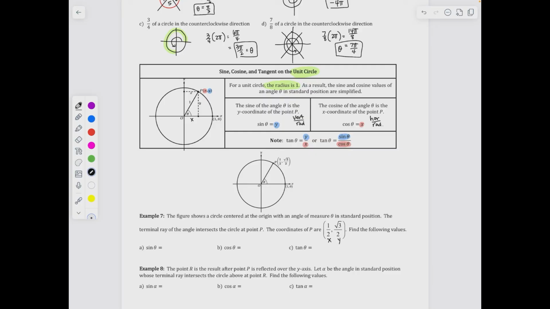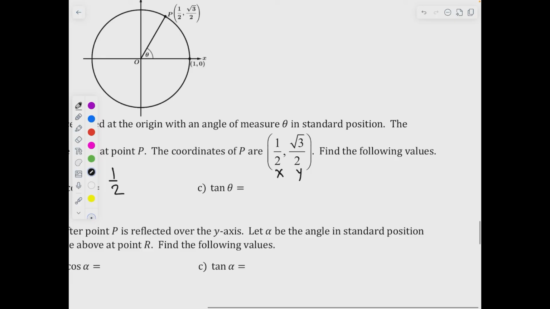So if I want sine of theta, it's just the x-coordinate. So sine of theta would be 1/2. Cosine of theta is going to be the, I'm sorry, I got that mixed up. Try that again. The y-coordinate is root 3 over 2. Cosine is the x. That would be 1/2. And tangent. So tangent is going to be y divided by x. So square root of 3 over 2 times 2 over 1. So notice that the 2's are going to cancel. You're just left with square root of 3. Okay.